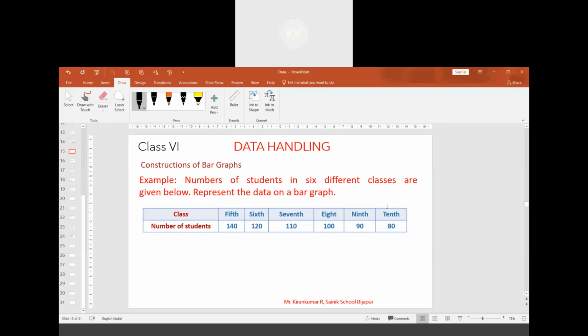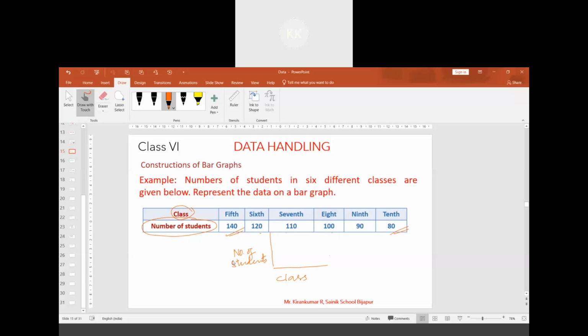Suppose there is a question that the number of students in 6 different classes are given below, represent this data on a bar graph. Here you observe the maximum is 140, minimum is 80. So all these numbers are to be represented on a graph. So this will be a graph of class versus number of students. We can consider class on the horizontal line and on the vertical line we can consider the number of students.